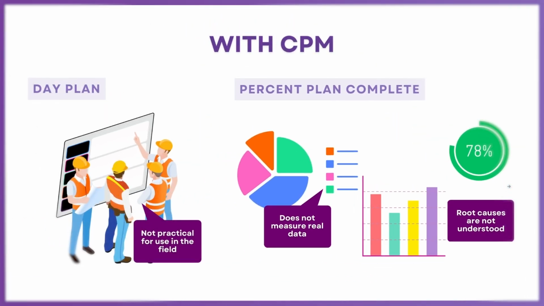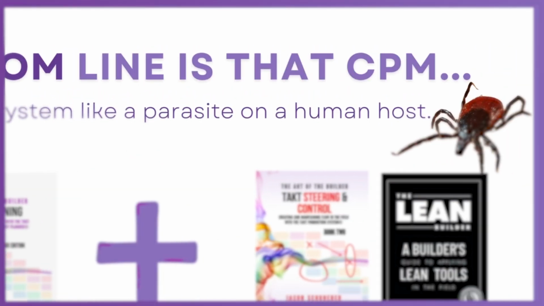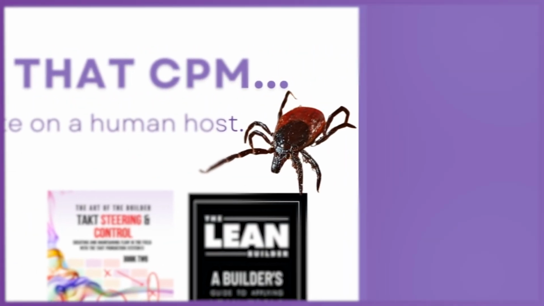So the worst thing that could ever happen to Last Planner is actually CPM. So the problem with Last Planner is the critical path method. It's absolutely horrific and it will only hurt the system. The bottom line is that CPM will drain the system like a parasite on a human host.